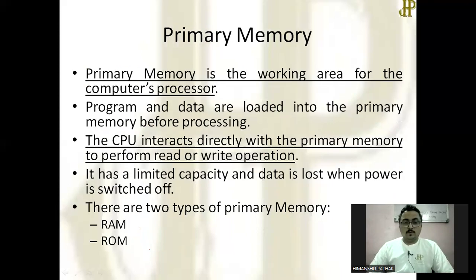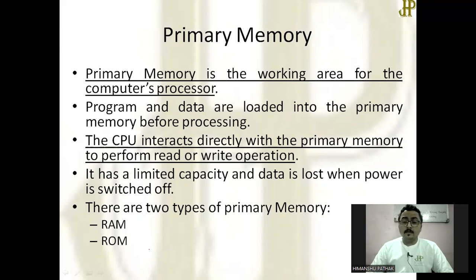So, the main topic is primary memory. As you can see, I am recording my video, so I need some PPT. That PPT should be loaded into the primary memory before capturing any recording.